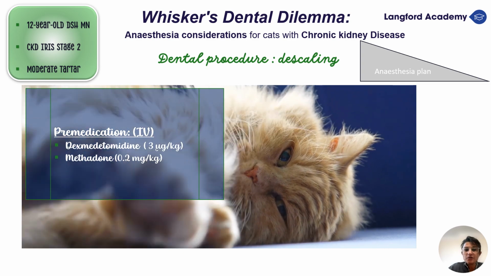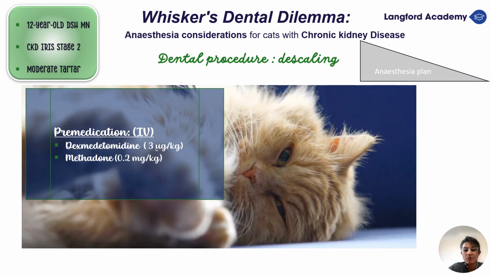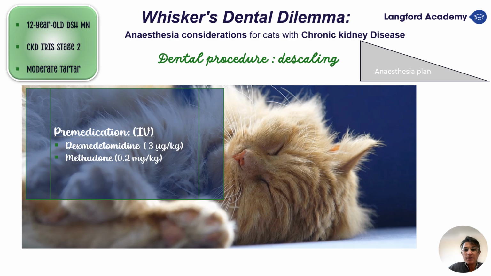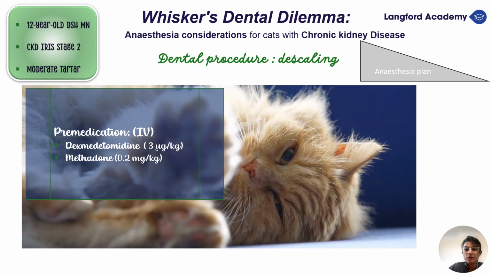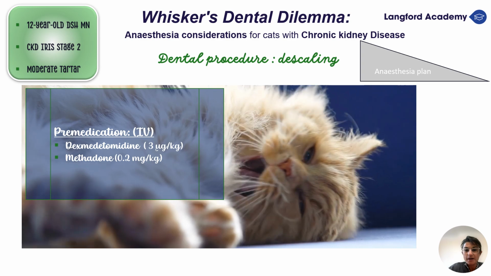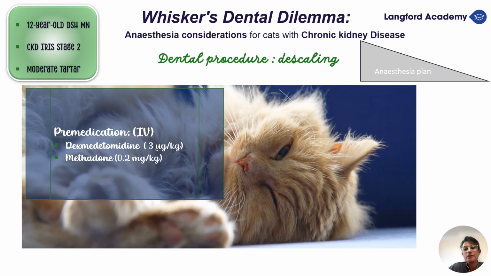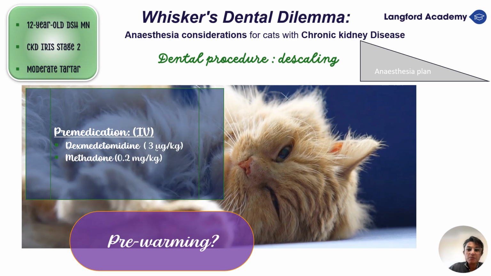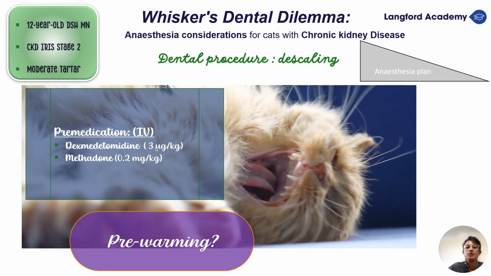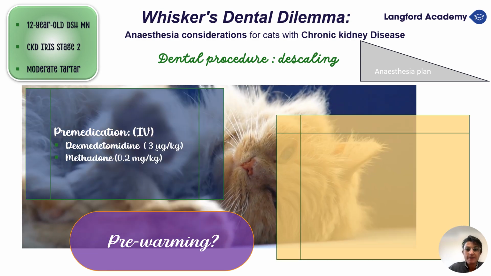Now, the effect of dexmedetomidine is quite interesting because it would probably reduce the heat loss because of the vasoconstriction as well. And because with this patient we are a bit worried about hypothermia, that's another reason to use it. You can also consider pre-warming with this patient again because he's going to be cold potentially.